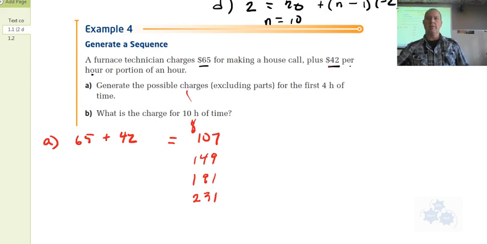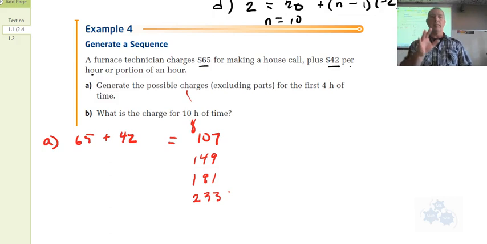Check my mental math for me, please. 42. Whoa, not 31. 33. Okay, is that good? All right, so those are the first 4 possible charges. Again, double check if I'm wrong, let me know. Because I can't be bothered with a calculator most of the time. It's a character fault of mine.